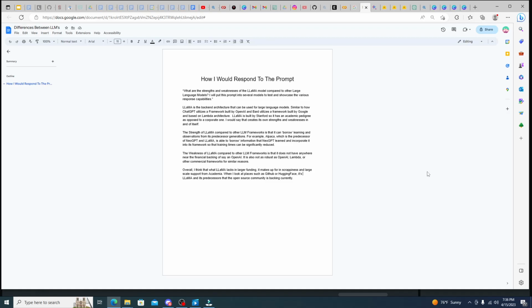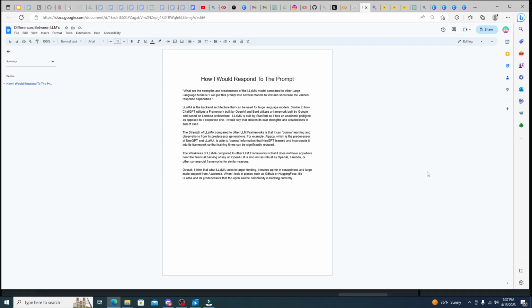The strength of Llama compared to other LLM frameworks is that it can borrow learning and observations from its predecessor generations. For example, Alpaca, which is the successor of NeoGPT and Llama, is able to borrow information that NeoGPT learned and incorporate it into its framework. So the training times can be significantly reduced for Alpaca as opposed to the previous generations, which would be Llama and NeoGPT in this instance.